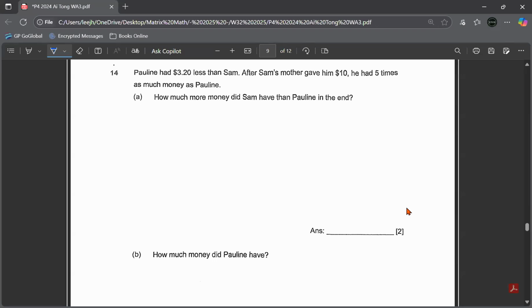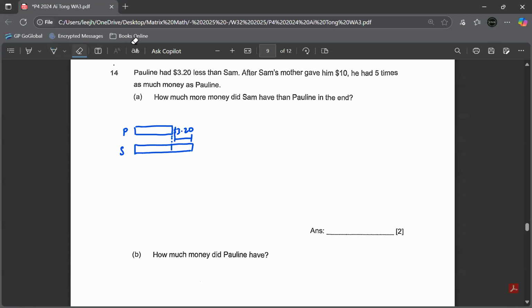So this kind must draw a model. You know, this one can draw a comparison. Pauline and Sam. Pauline has 3.20 less. So Pauline is shorter than Sam by 3.20 dollars. Okay? Yeah, cannot see well. Wait, 3.20. So Sam's mother is going to give him $10.